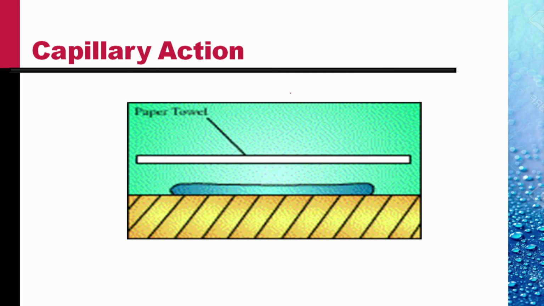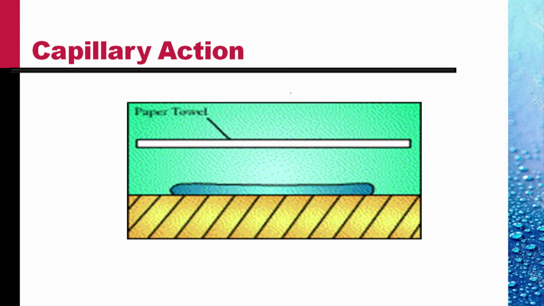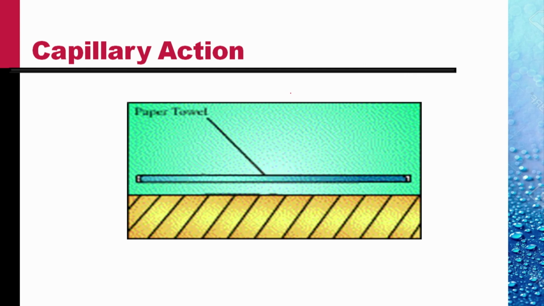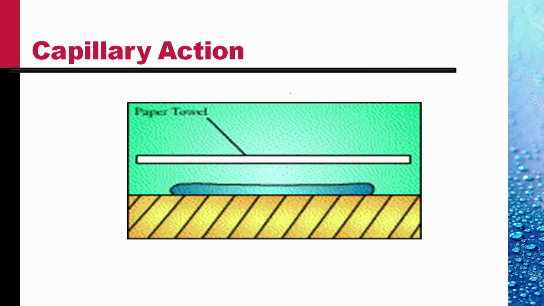Another consequence of surface tension is the capillary action. Here you see a droplet of water on a table top, and if a paper towel is brought in contact with this, the water is soaked up by the paper towel. What pulls up this water? It is the force of surface tension.